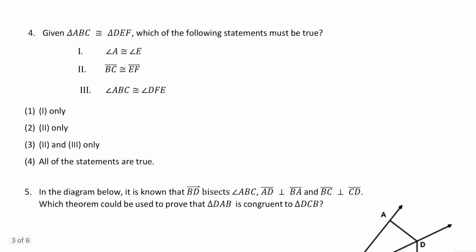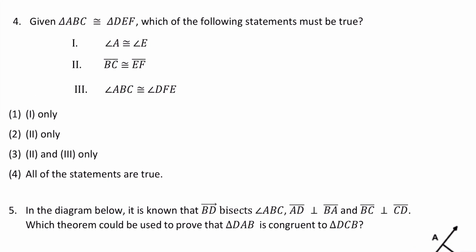All right, example number 4. Given that triangle ABC is congruent to DEF, which of the following statements must be true? So for this example, this isn't a "not" example. It wants to know which one must be true. Now, what's really important to recognize about number 4 is that you don't see triangles. They didn't draw these triangles out for you.